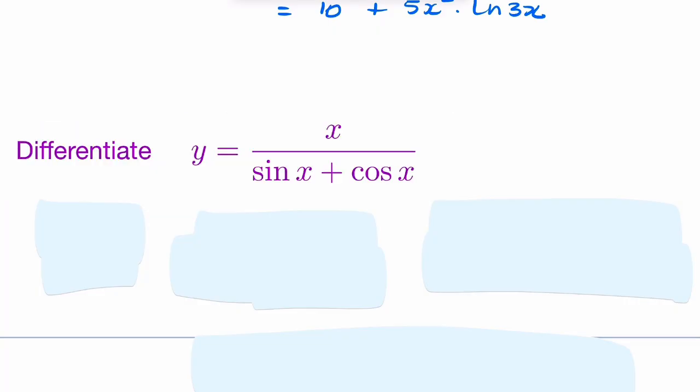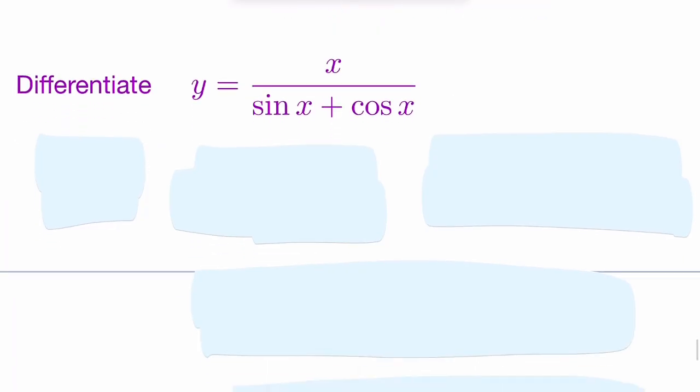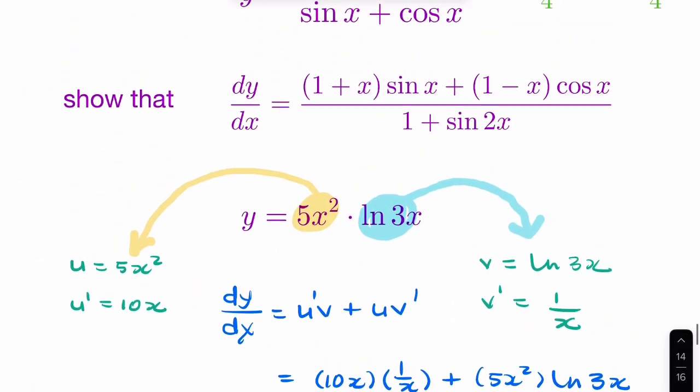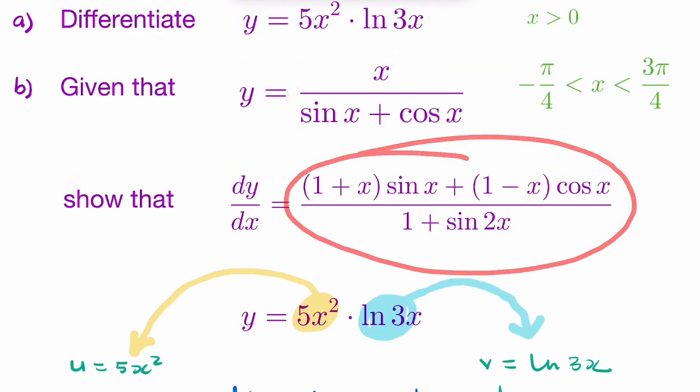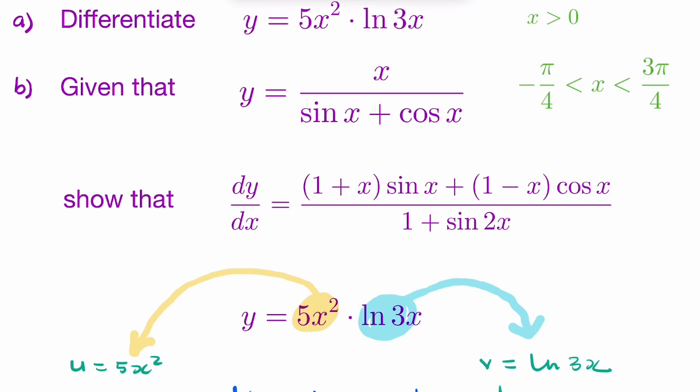Slightly less straightforward is part B, because we're asked to differentiate it and then show that it's equal to another expression. So we're asked to show that the derivative of this gives you this. And the first thing you notice is that there's a double angle in the formula, a double angle in the denominator.